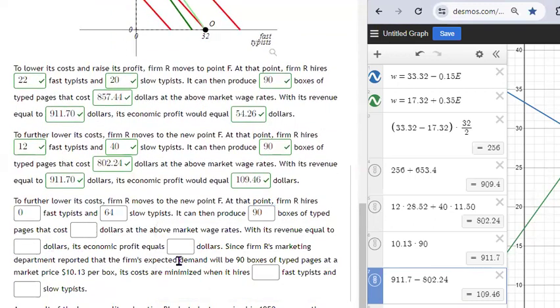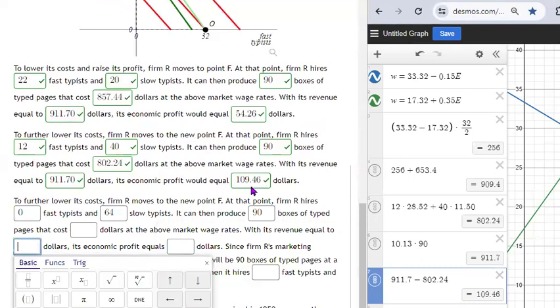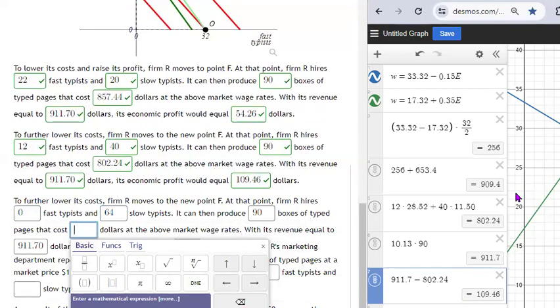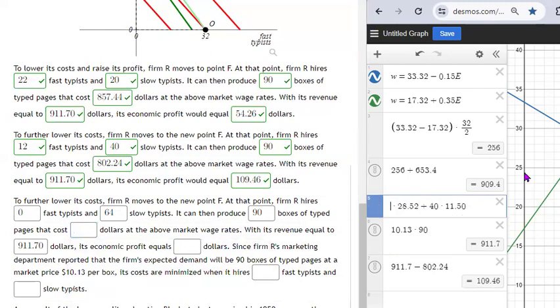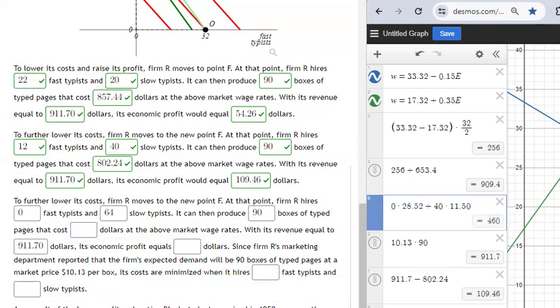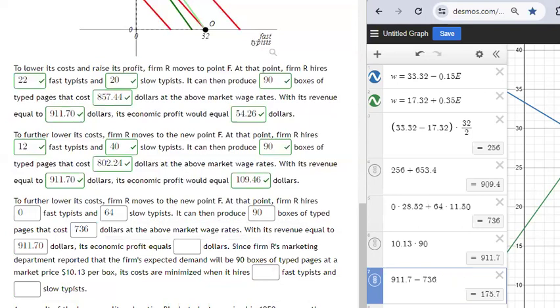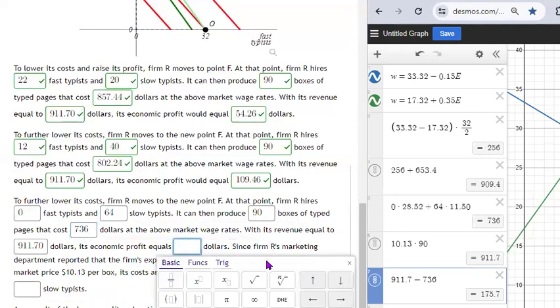The revenue is still $911.70 because quantity hasn't changed and the price hasn't changed. But what about the cost of 0 fast typists and 64 slow typists? The cost has been lowered to $736. With the cost lowered to $736, the economic profit is $175.7.